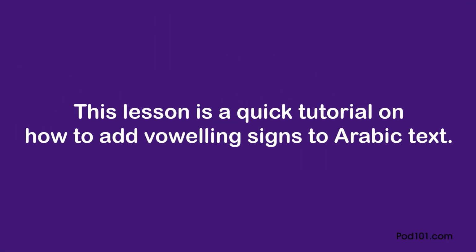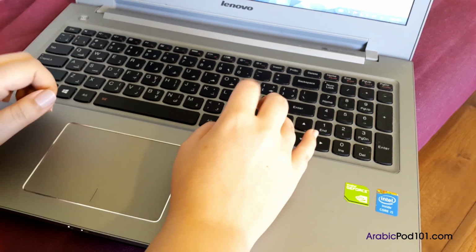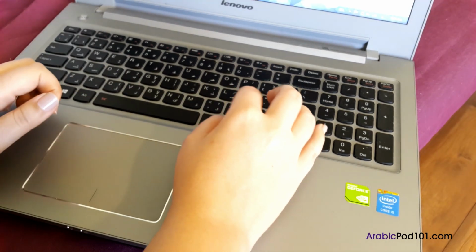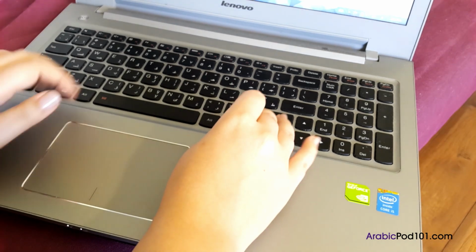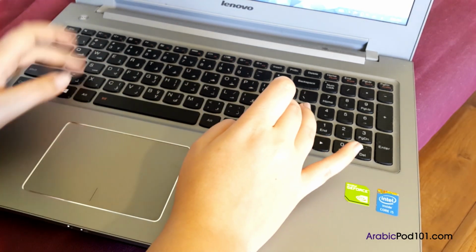This lesson is a quick tutorial on how to add voweling signs to Arabic text. So I'm going to be showing you how I do that on my Windows QWERTY keyboard. If you have a different operating system or layout, the buttons might change a bit, but the technique is going to be exactly the same.